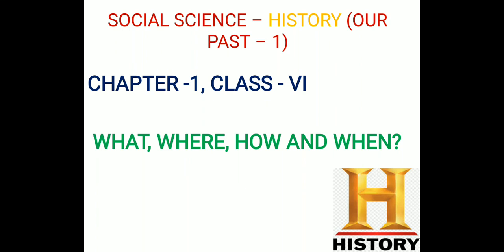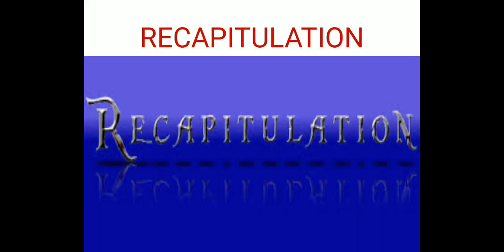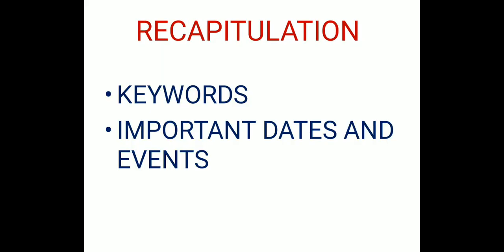We will do some recapitulation, some revision of this chapter. What will we revise today? Any guesses? We will revise keywords and important dates and events. Today we will recapitulate the meanings and definitions of keywords, and the important dates and events in this chapter 1 of the history subject.